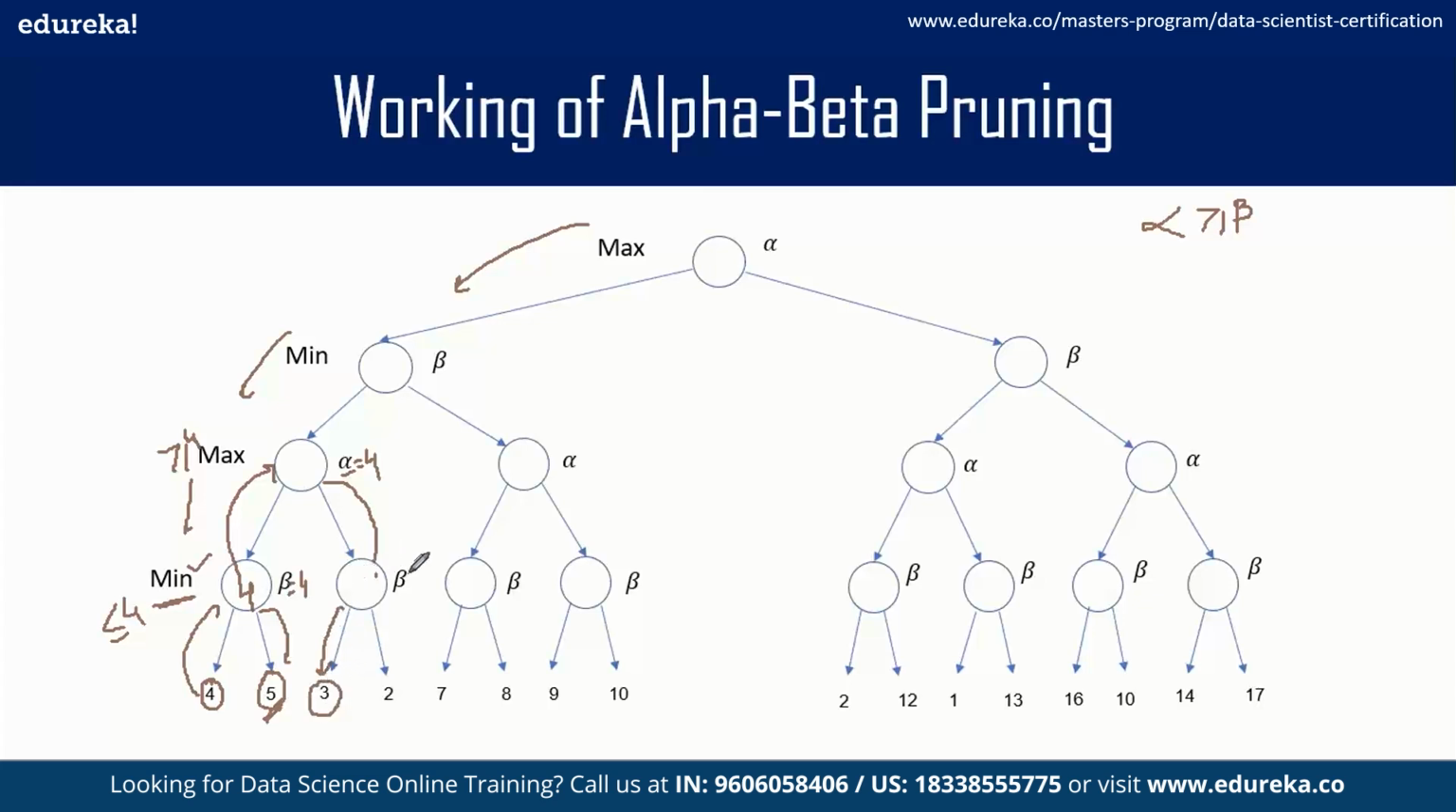Okay, it goes above, it updates the value as 3. And since it is a minimum node, it says that, okay, the value could be less than or equal to 3, but it will not be more than 3. So it updates this value.